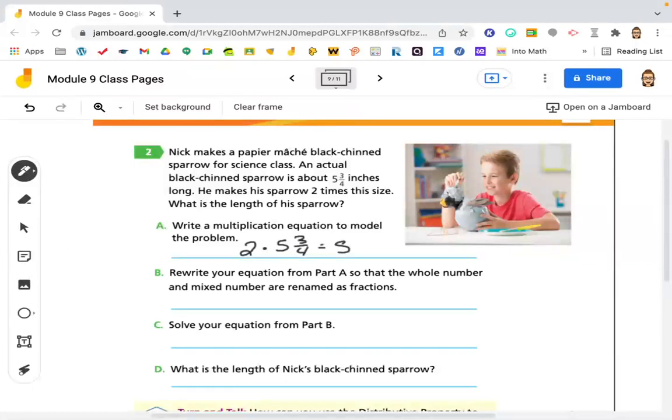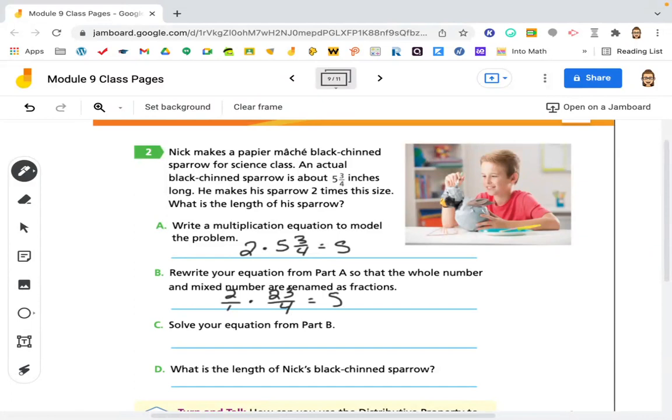Rewrite your equation in part A so that the whole number and mixed number are renamed as fractions. So we always put our whole number over 1. So we're going to do 2 over 1 times. Then we make it an improper fraction. So 5 times 4 is 20, plus 3 is 23 over 4. That's going to be S.